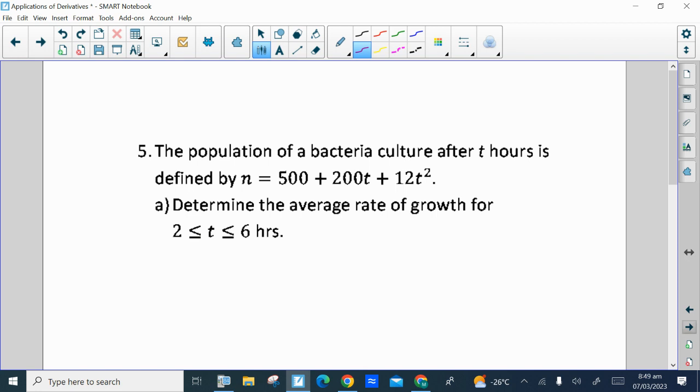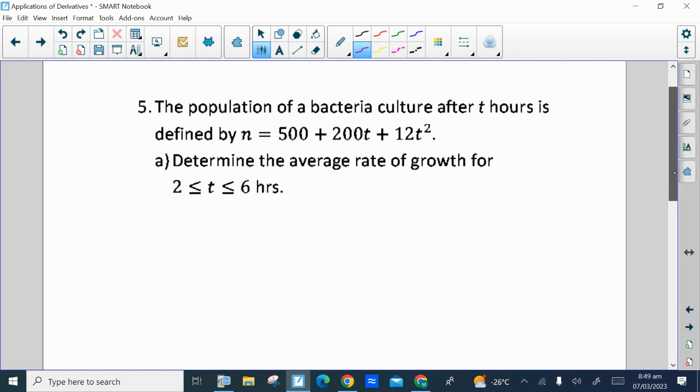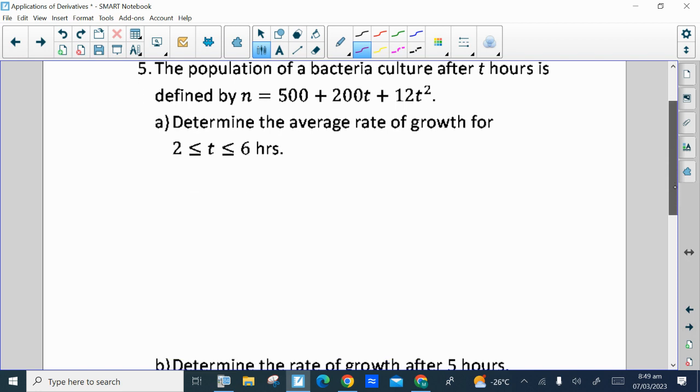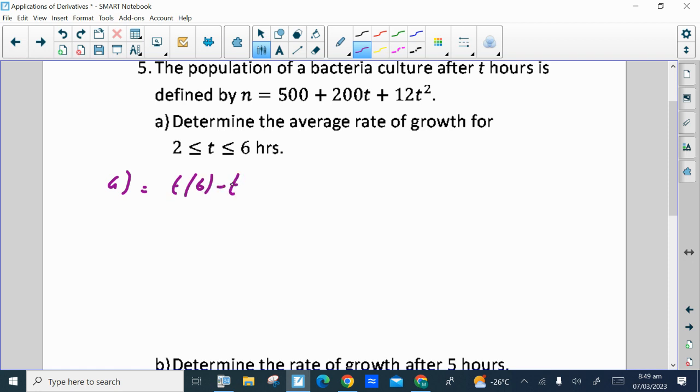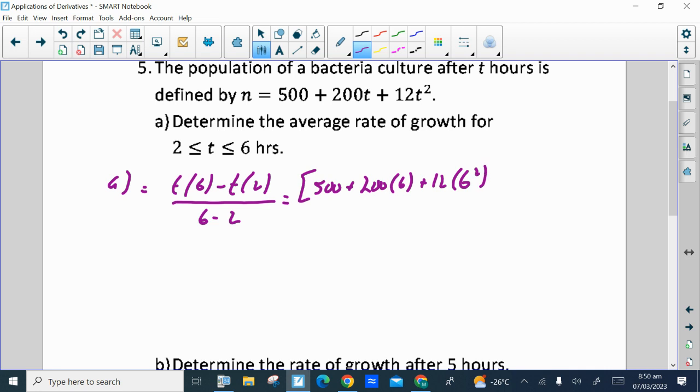Number 5, the population of a culture of bacteria after t hours is defined by that equation. Determine the average rate of growth between 2 and 6 hours. So again, we're using that slope formula. It'll be N at 6 minus N at 2 all over 6 minus 2. So N at 6 minus N at 2.